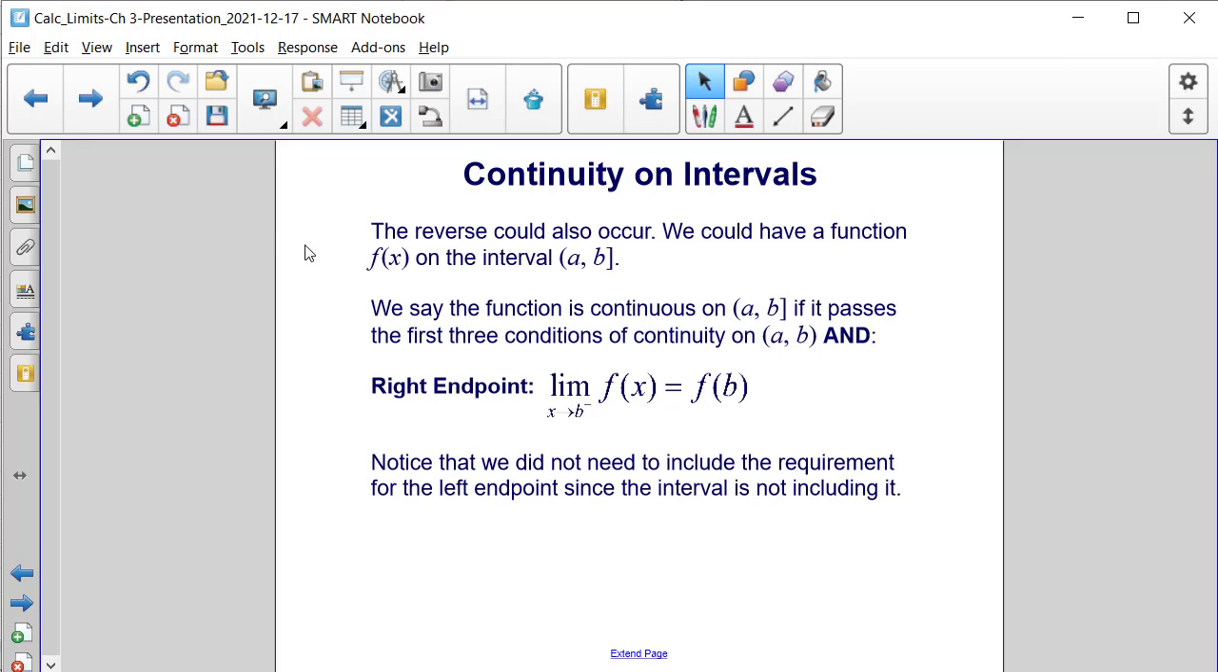The reverse could also occur. We could have a function f of x on the interval that is open at a, but closed at the right endpoint b. And we say the function is continuous on the interval that is open at a and closed at b if it passes the first three conditions of continuity on the open interval from a to b, and at the right endpoint, the limit of f of x as x approaches b from the left-hand side is equal to f of b. Notice that we did not need to include the requirement for the left endpoint since the interval here is not including it.